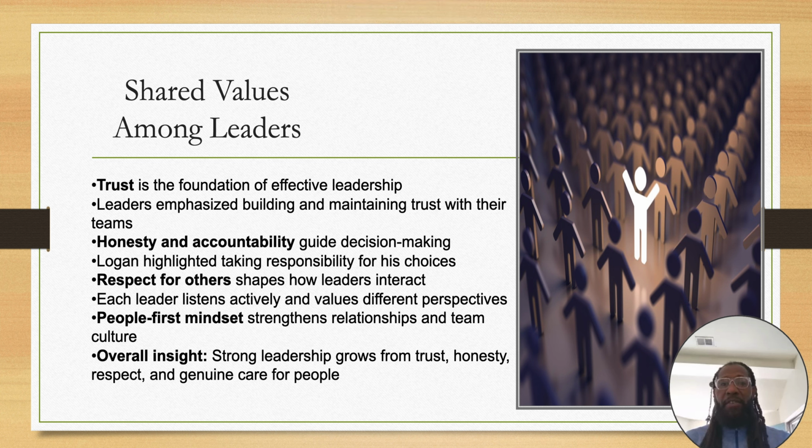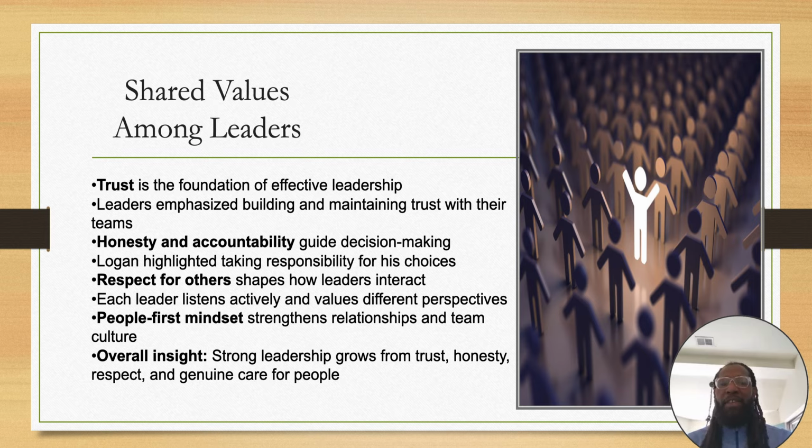One of the biggest is trust. Every leader talked about how important it is to build and maintain trust with the people they lead. Without trust, it becomes much harder to lead effectively because people may not feel comfortable or supported.